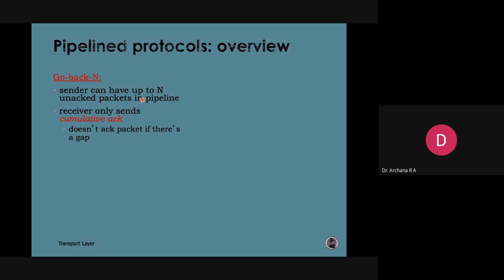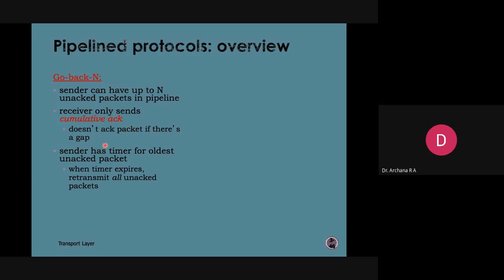The receiver only sends the cumulative acknowledgement, and it doesn't acknowledge a packet if there is a gap. Suppose packet 0 is sent, packet 1 is sent, and packet 2 has been lost. Even if you send packets 3, 4, 5, the receiver doesn't send the acknowledgement, because the second packet has been lost. Even if 3, 4, 5 reach the destination, it doesn't send back the acknowledgement. I'll explain with the diagram, then you will understand better.